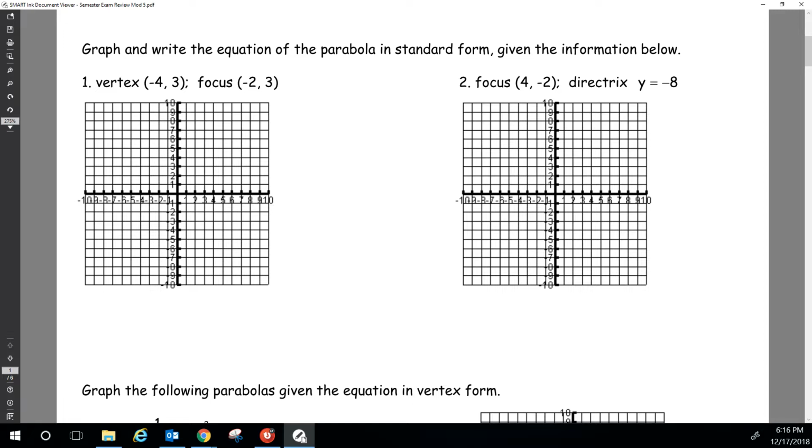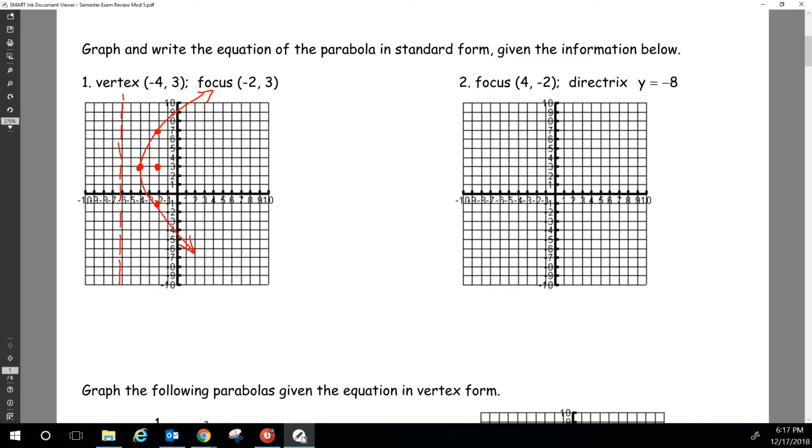All right, for number 1, we're graphing and writing the equation of parabolas in standard form given this information. So the vertex of the first one is at -4, 3. My focus is at -2, 3. And I know the focus is equidistant from the vertex as the directrix. So the directrix is going to be -2 in the other direction. If this distance here is 4, then I know I'm going to go 4 in this way and 4 on this side. So up 4, 1, 2, 3, 4. Down 4 will give us 2 good points for this sideways parabola.